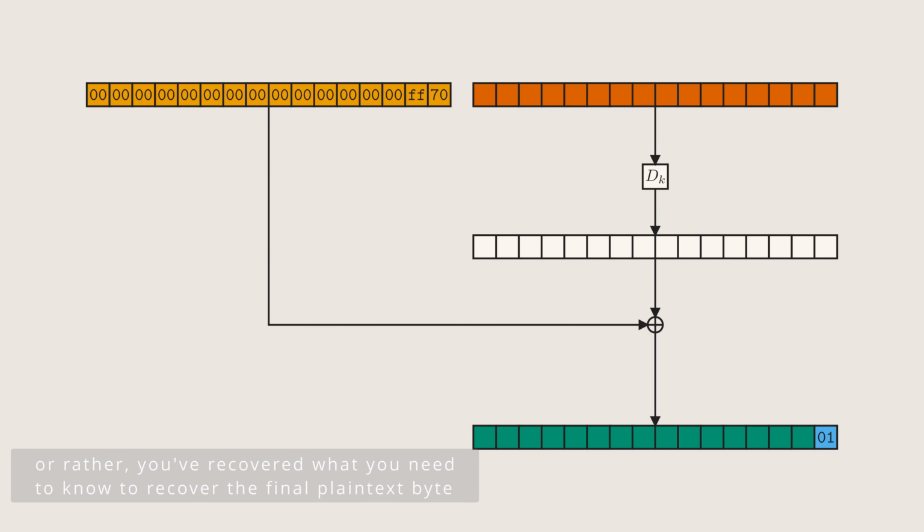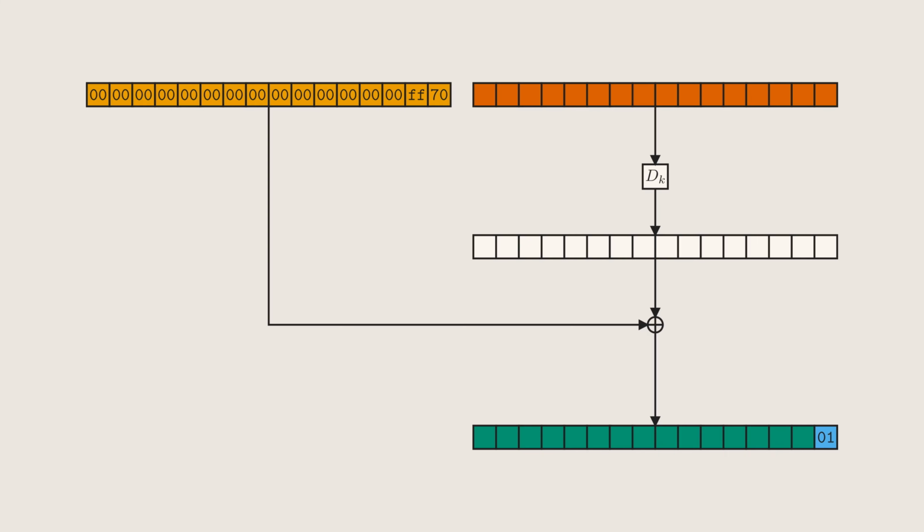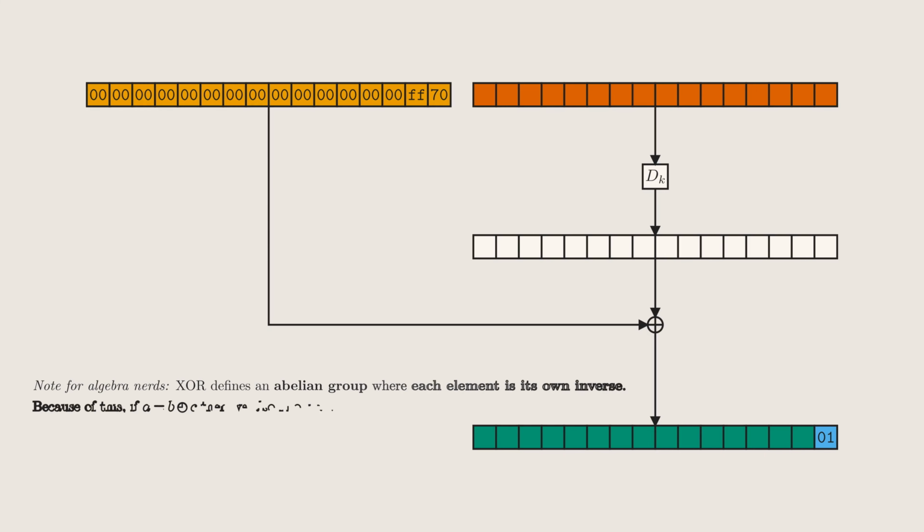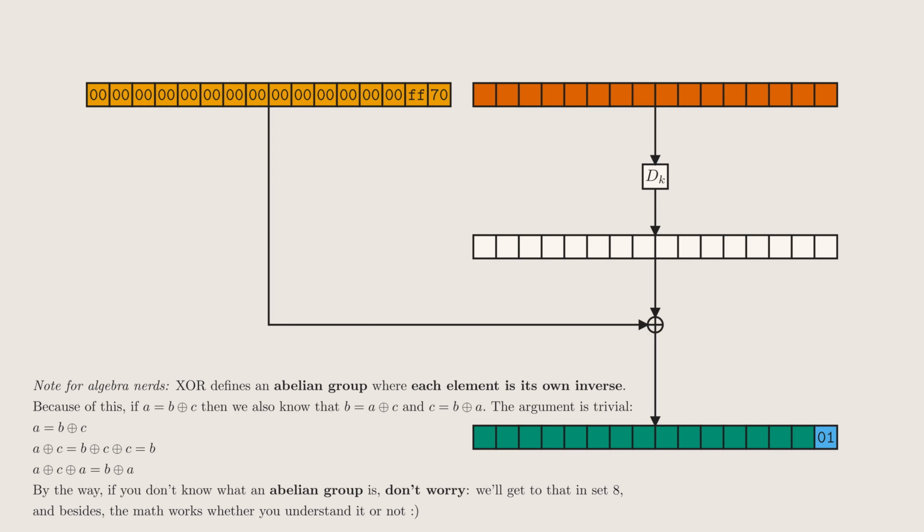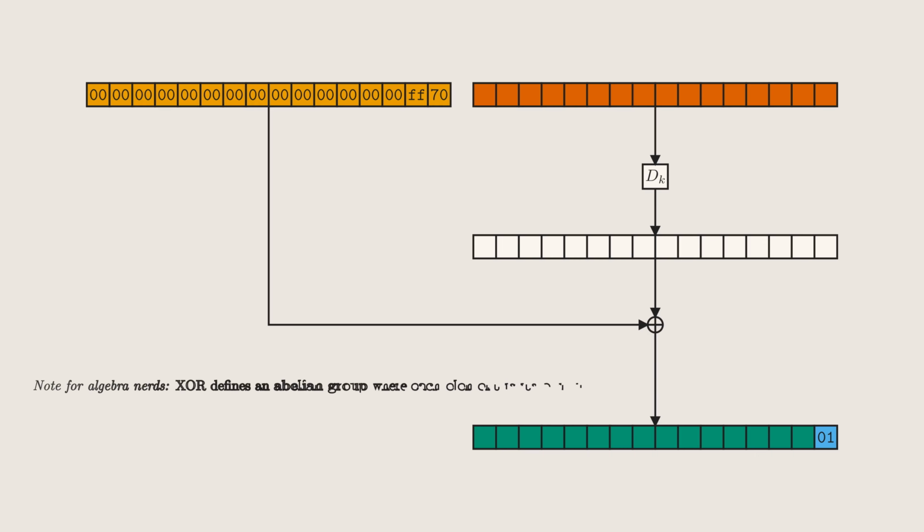Now, XOR has some useful algebraic properties, which you can read about in the bottom left if you're into that kind of thing. Otherwise, just trust me when I say that we can turn these arrows around without invalidating the diagram. Then we just compute the XOR of the IV in plaintext, write it down, and just like that, we've recovered the last byte of d sub k's output. So we just made length 1 padding.